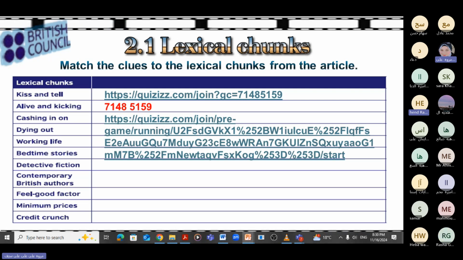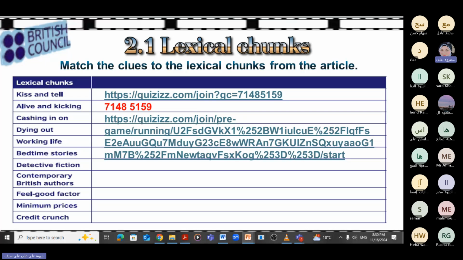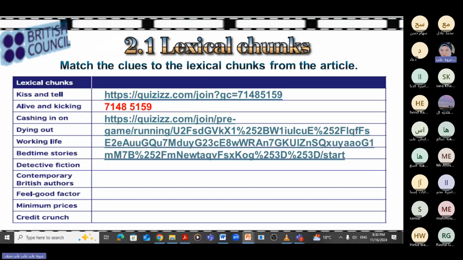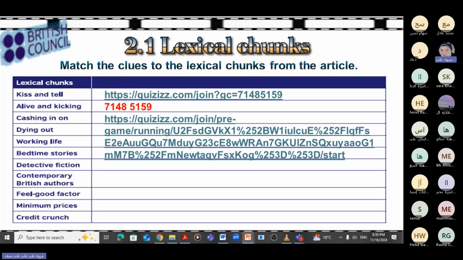Aren't these clues considered to be definitions of these lexical chunks? Of course, this is what I'm trying to say. They are the same: definitions, synonyms, clues that have the same meaning. That's why we're going to match them. So, are you going to match the lexical chunks to the clues? Yes. Do we have a game afterwards to do online together? Yes, inshallah.